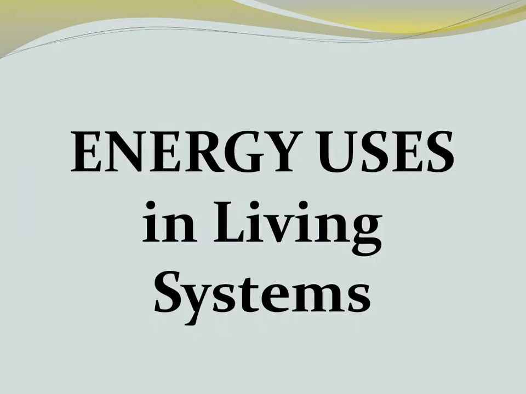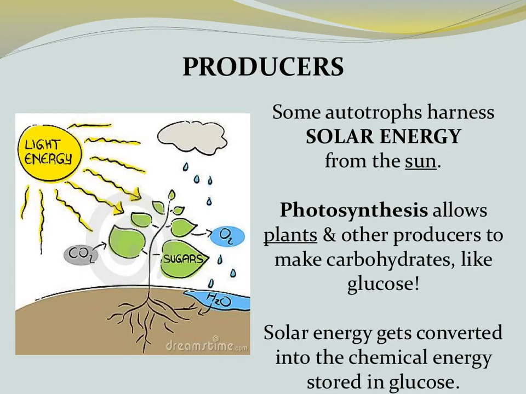Now let's focus on energy uses in living systems. In class, you learned about a couple different types of autotrophs or producers. Some autotrophs harness solar energy, and the source of that energy, of course, is the sun. Photosynthesis is the process that allows plants and other producers to make carbohydrates like glucose. Therefore, solar energy gets converted into the chemical energy stored in glucose, which is the plant's food.